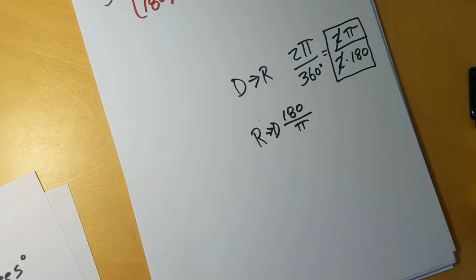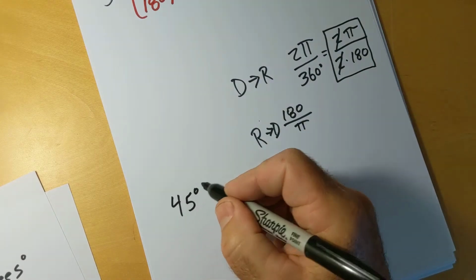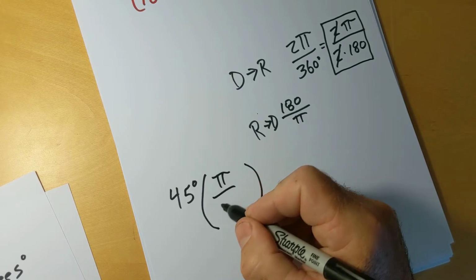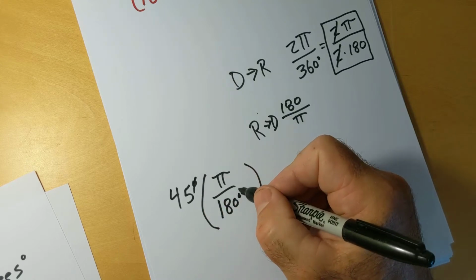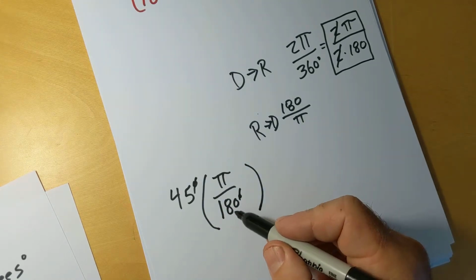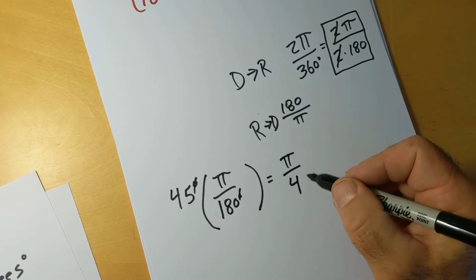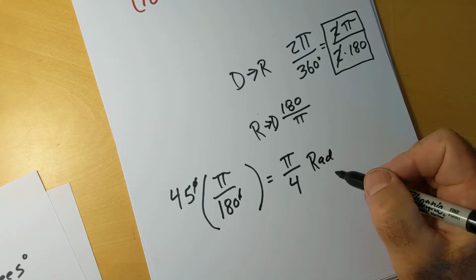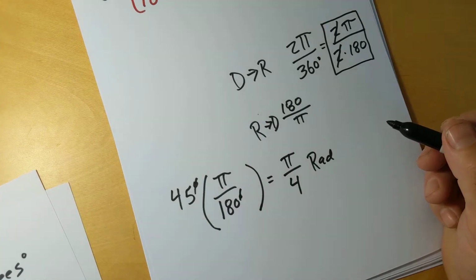Let's do another one here. Let's say I have 45 degrees, and I want to convert that into radians. I multiply by pi over 180 degrees. My degrees cancel. 45 goes into 180 4 times. So this gives me pi over 4. So that's my answer. It's in radians. I don't have to write radians again because it's unitless. I just write it as a placeholder. If it's degrees, I always have to have that circle.